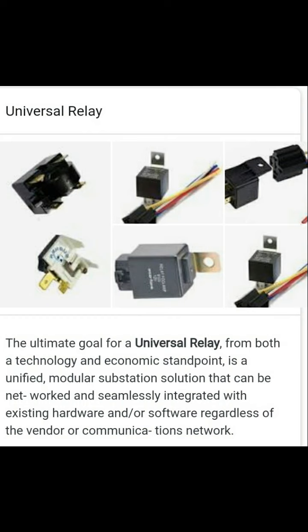Now here are samples of universal relays, which are commonly used. The ultimate goal for a universal relay, from both a technology and economic standpoint, is a unified, modular substation solution that can be networked and seamlessly integrated with existing hardware and or software regardless of the vendor or communications network.